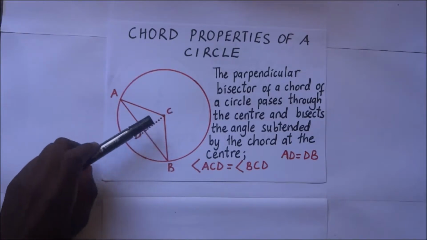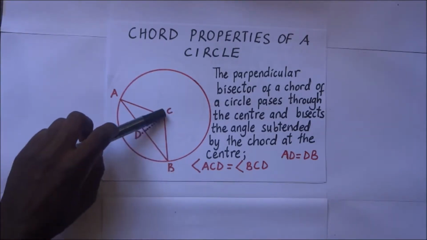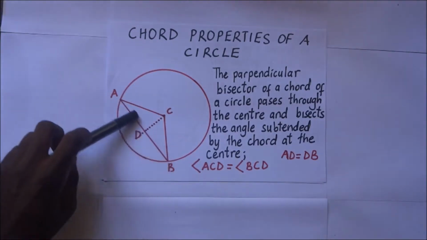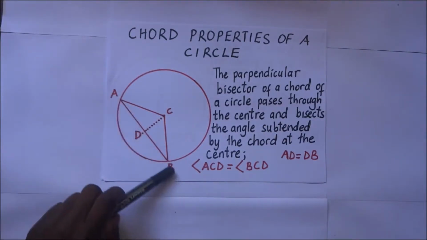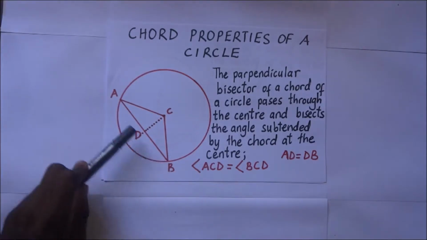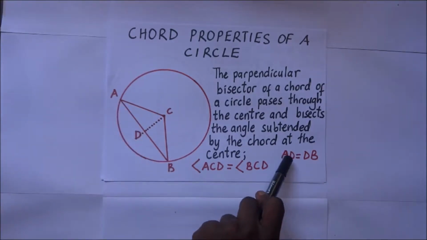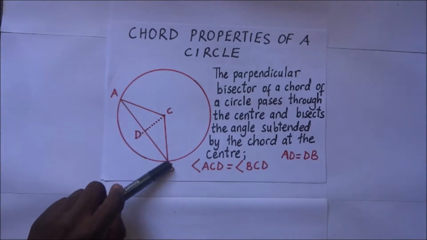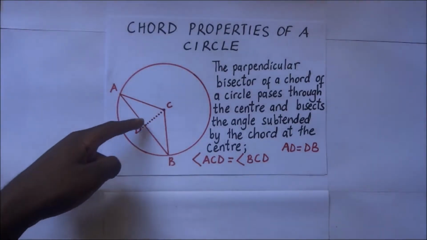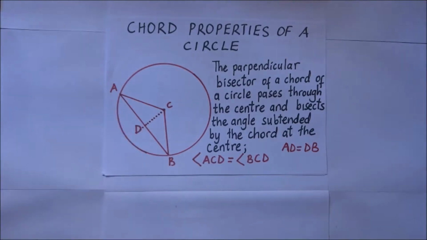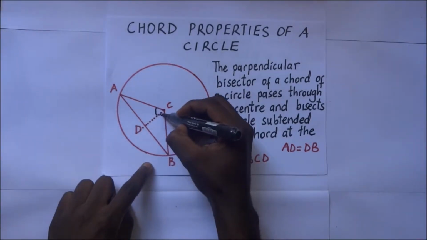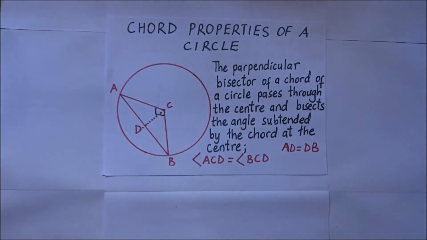It means that this perpendicular is dropped from the circle's center to bisect this line, or divide it into two. It means that AD is equal to DB, so this length is equal to that length. Since this perpendicular bisector bisects this chord, it means that this angle up here is the same as that angle. They're going to be the same.